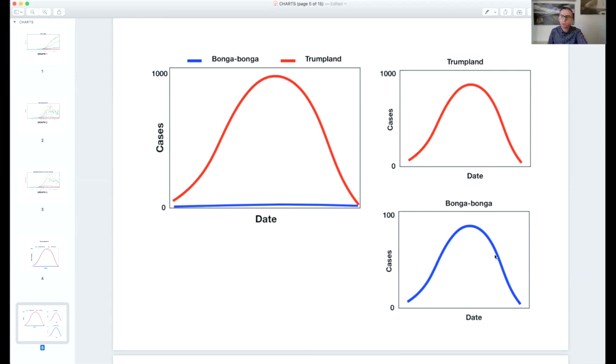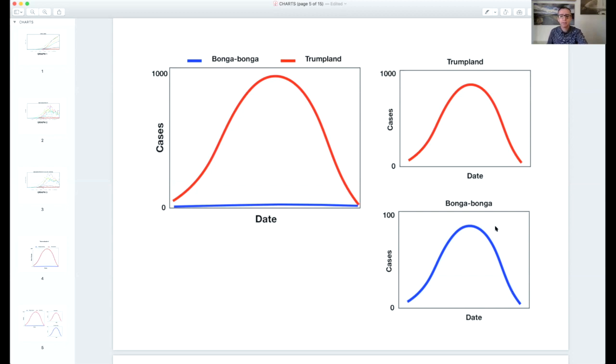But if we now look at the Bonga Bonga data on its own and have a different vertical axis, 0 to 100, because it's a much smaller populated country, we find that the blue curve, which was squashed and flattened here, is actually a curve very similar in shape to the Trumpland curve. And that's what I want to convey. On my 6-country chart, Norway and Switzerland are really curves of a similar shape to the other countries. It's just the scale of them gets lost on that combined graph.